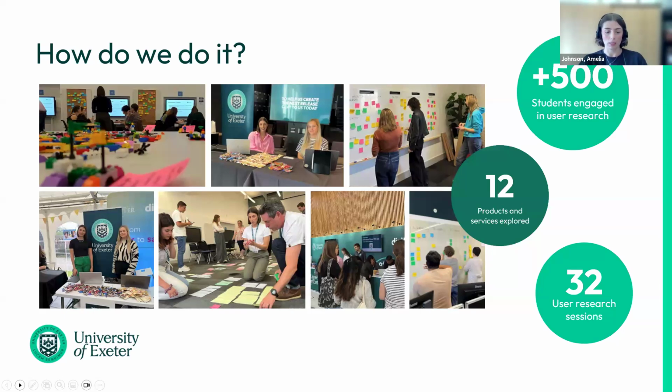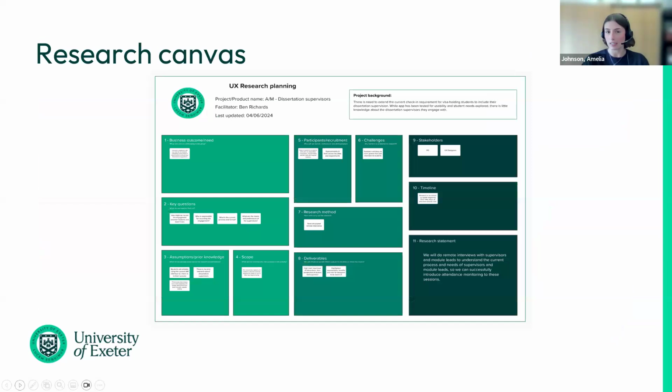One of the things that we start off by doing is setting the scene. So we start off by understanding any current knowledge on the subject that we're looking to do some research into, and set out some clear business and research goals. And we do that using this research canvas.